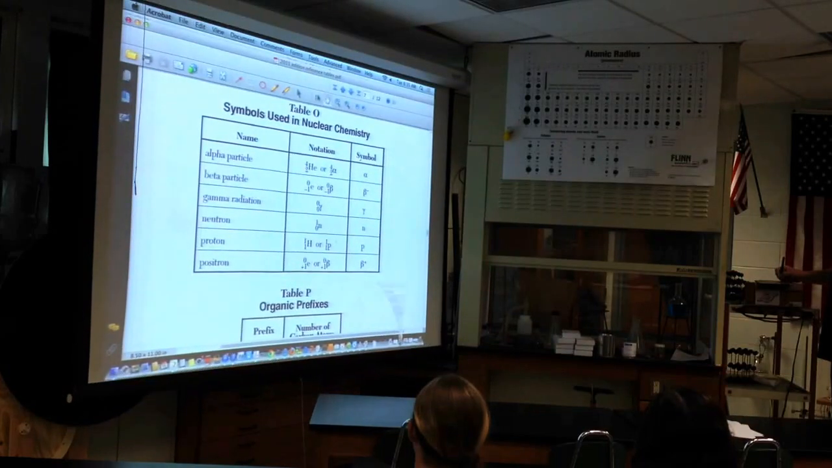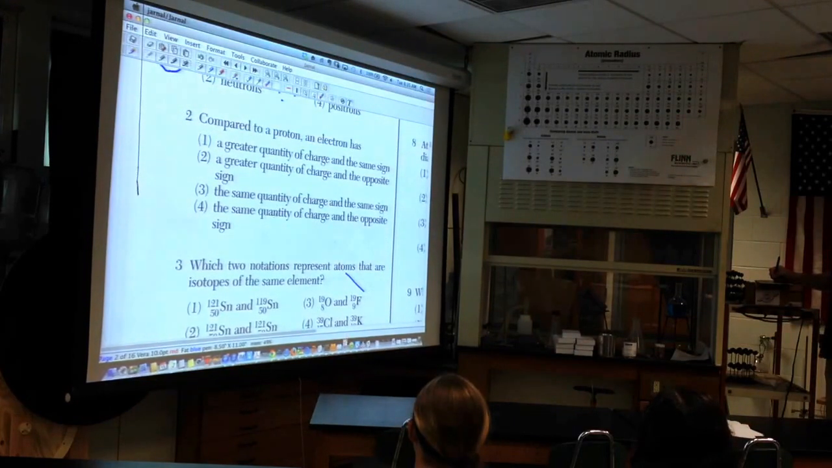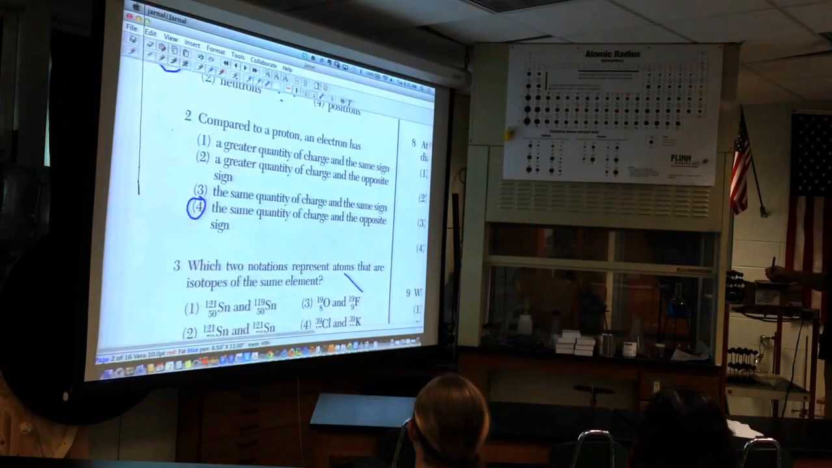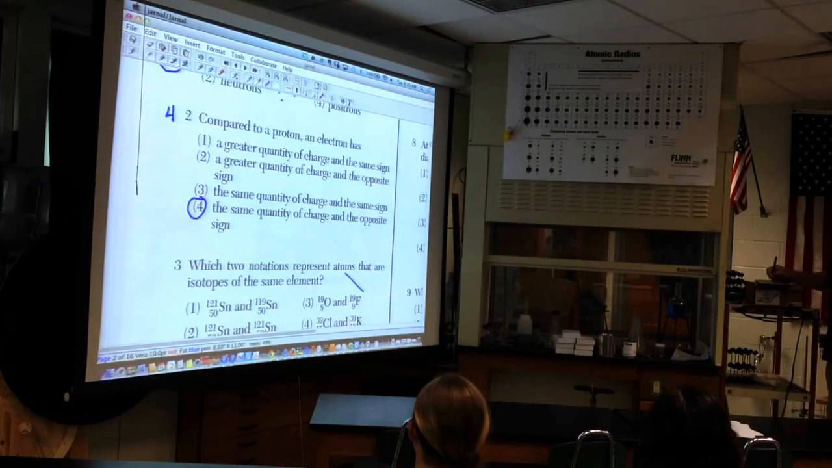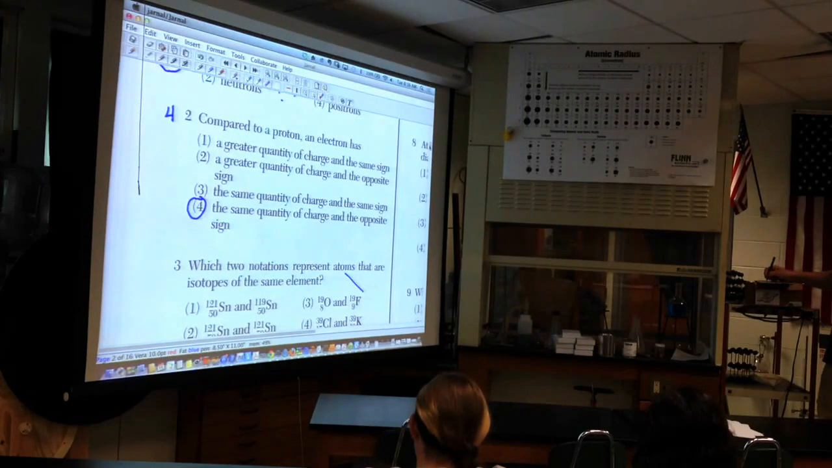So, back to where I was. Compared to a proton, electron has the same quantity of charge. One is +1, one is -1. And of course, opposite sign. I know many of you would know that without having to look at the table O, but it's nice to go if you get crazy and get caught up. It's there for your viewing pleasures. So number 2 is pho, or as we say in North Riverhead, pho.